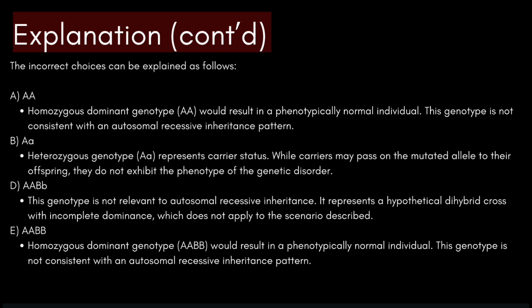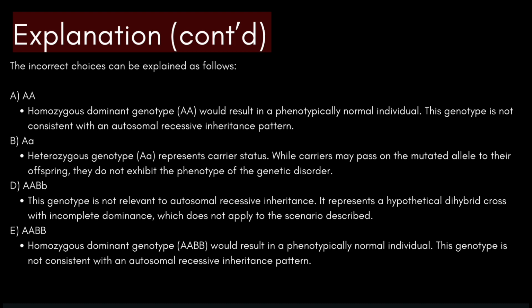Big A, big A, homozygous dominance would result in a phenotypically normal individual. This genotype is not consistent with an autosomal recessive inheritance pattern. Big A, little a, heterozygous genotype represents carrier status. While carriers may pass on the mutated allele to their offspring, they do not exhibit the phenotype of the genetic disorder.